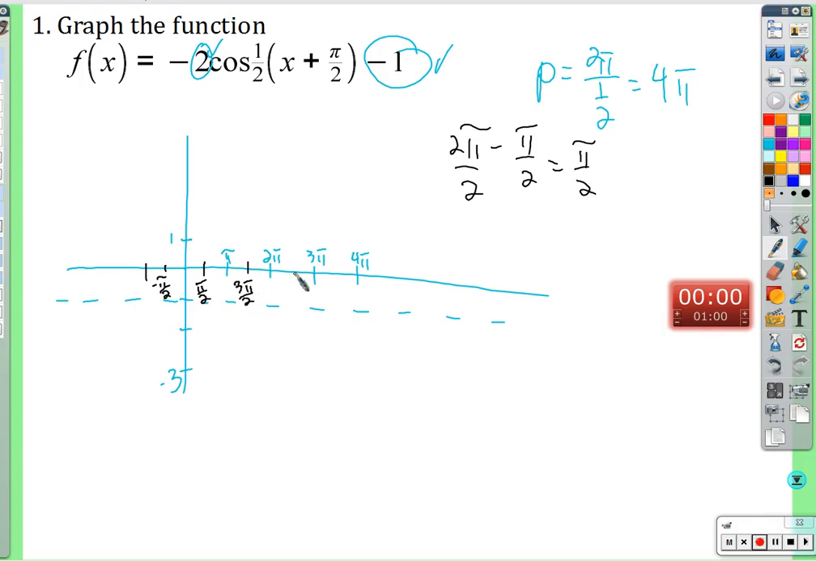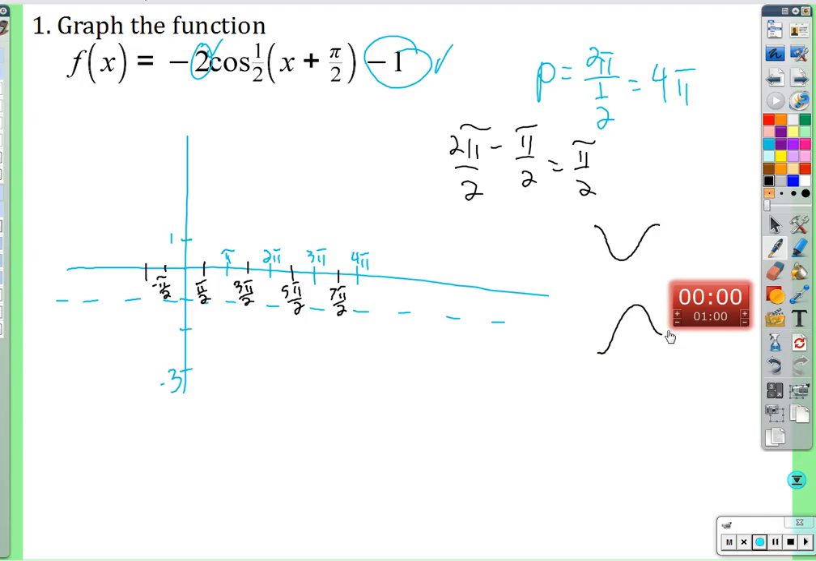Into that pattern that you see. And since it's negative, does that mean we're going down, then up? You start all the way down. Well, the cosine normally looks like this, like one period looks like that. But it's negative, so it's going to look like that.